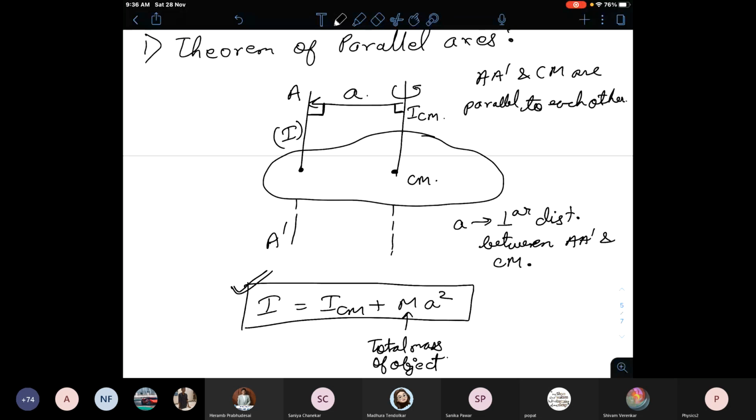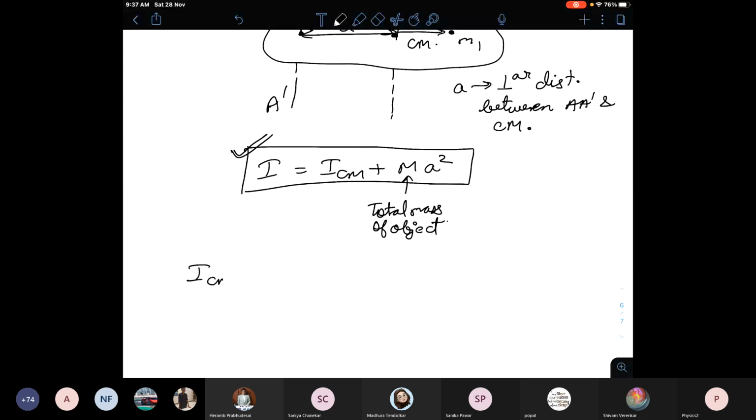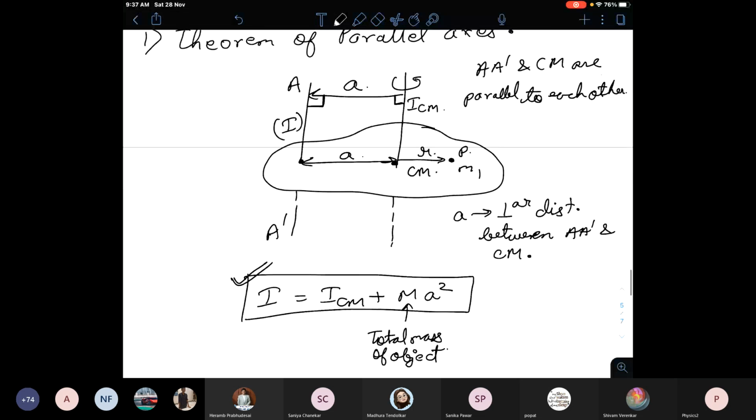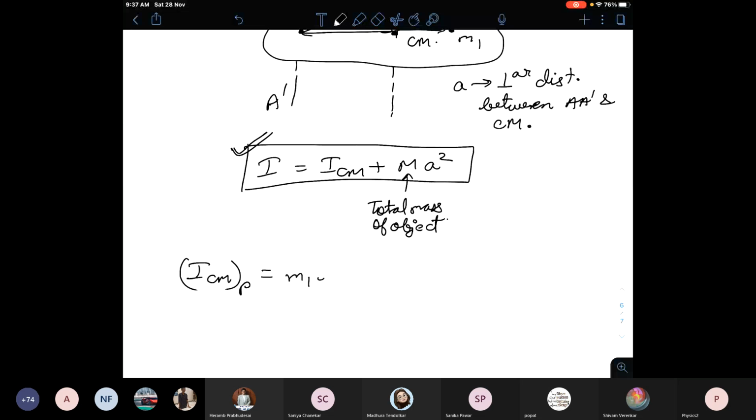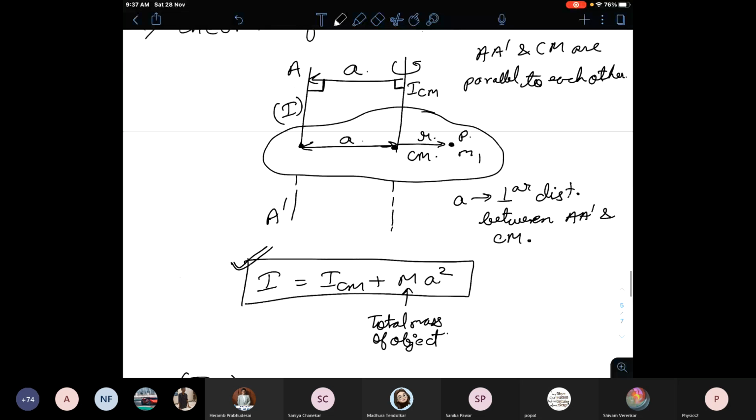Let's see. Suppose I have taken a small mass m1 on the object. Its distance from the center of mass is r, and the separation of these two axes is a. This is the situation. So let's name this point P. If you want to calculate the moment of inertia about the center of mass axis, you can say that it is m1 r square.